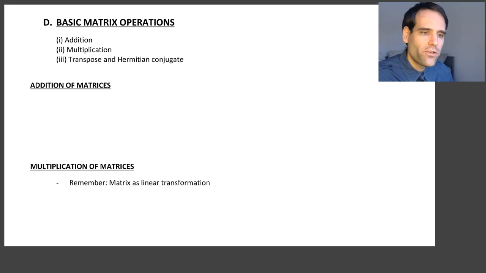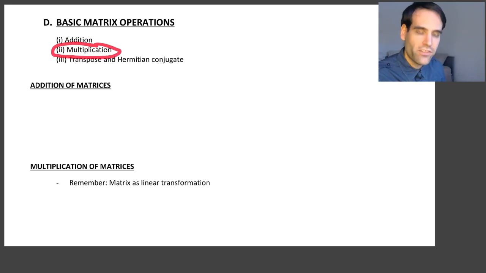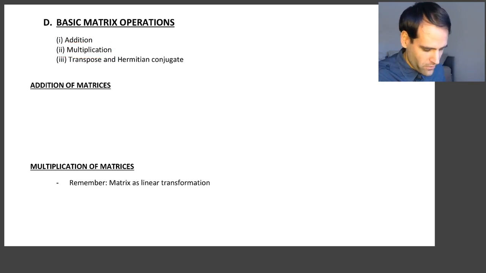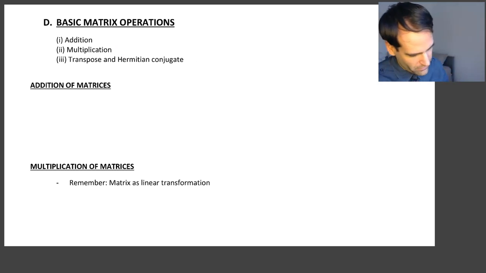In this video we're going to look at basic matrix operations. So in the current video we are going to look at addition, and we are going to explain what multiplication of matrices means. And then in next videos we will explain how to do multiplication and more operations such as the transpose and the Hermitian conjugate. But let's start with addition of matrices.